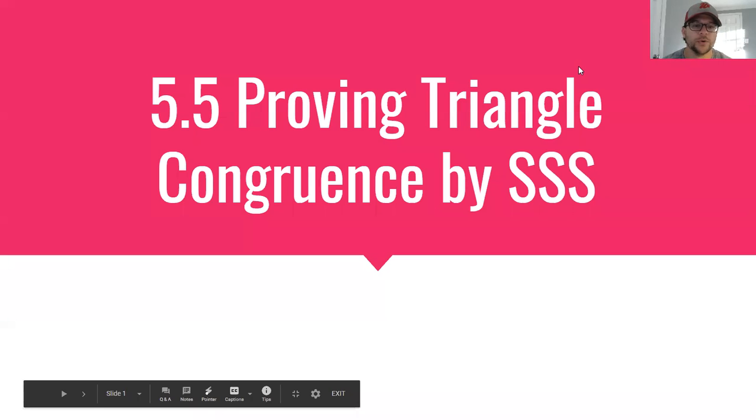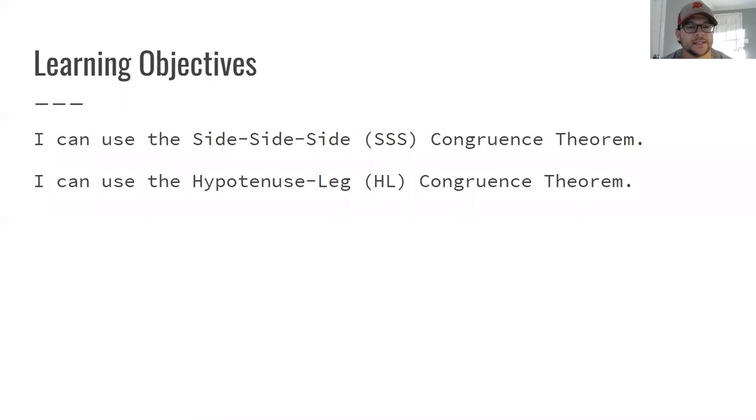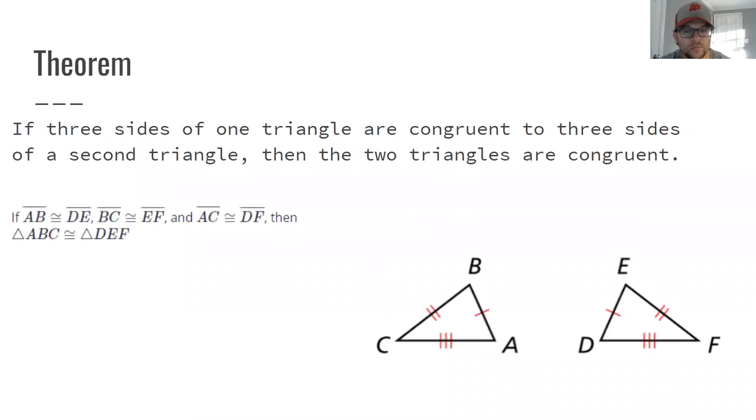All right, in this video tutorial, we're going to talk about the Big Ideas Geometry section 5.5, Proving Triangle Congruence by SSS. And SSS stands for side, side, side. So you can use the side, side, side congruence theorem. Then we're also going to briefly talk about the hypotenuse-leg congruency theorem, which is specifically for right triangles.